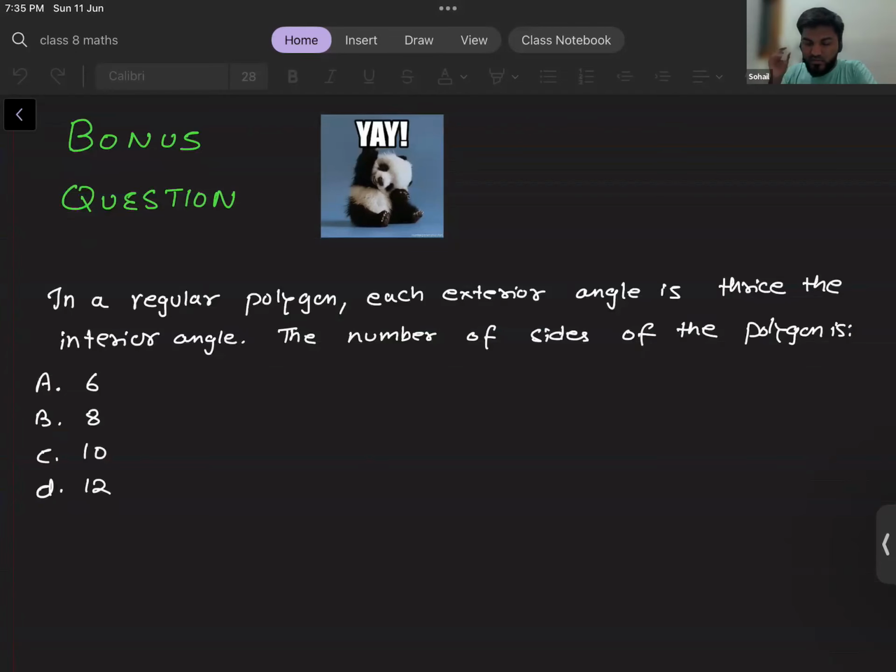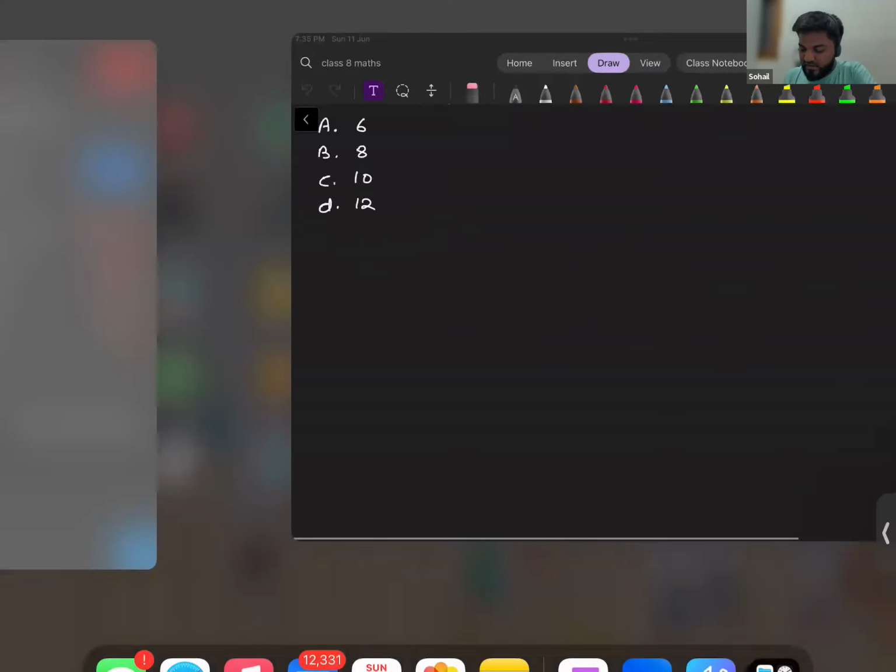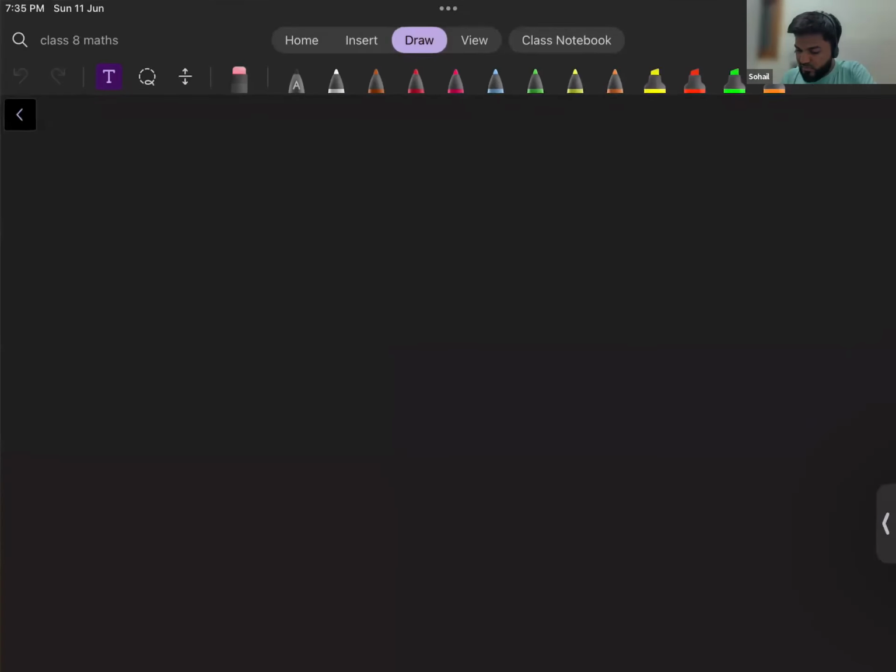Remember previously, at the last moment I gave you guys a question. That was a bonus question. There was a slight mistake in the question. It was interior angle written here, not exterior angle. Let me show you.